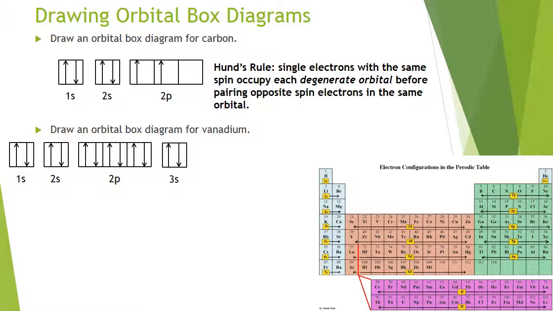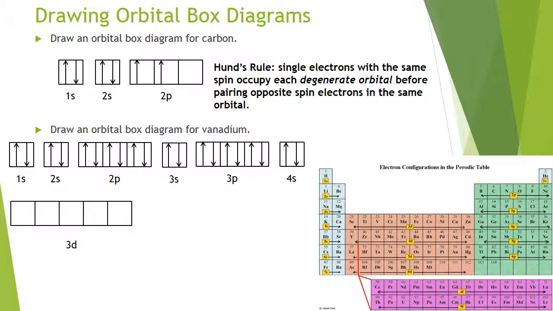Next we'd have 3s, and there'd be 2 electrons. Then 3p. Same thing as before, 1 electron in each orbital, all with the same spin. Then pair them up. Now we have 4s, and again, just 1 orbital there because it's an s sublevel, 4s2. Now we get to the 3d. This is the first time we've seen a d sublevel. Recall d sublevels have 5 orbitals, so we need 5 boxes. And we need 3 electrons because we said it was going to end with 3d3. So applying Hund's rule, those 3 electrons will go in 3 different orbitals, all with the same spin. So this should be our orbital box diagram for vanadium.